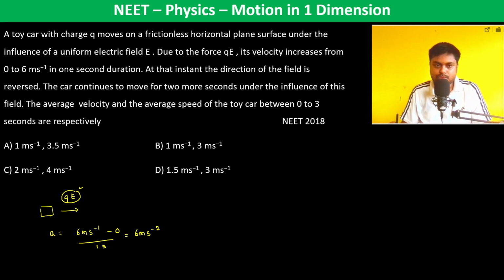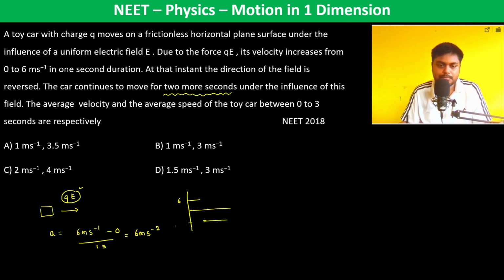The car continues to move for 2 seconds. At that instant the direction of the field is reversed. So that means the acceleration graph is going to be 6 and then minus 6, and it continues to move for 2 more seconds under the influence of the field.